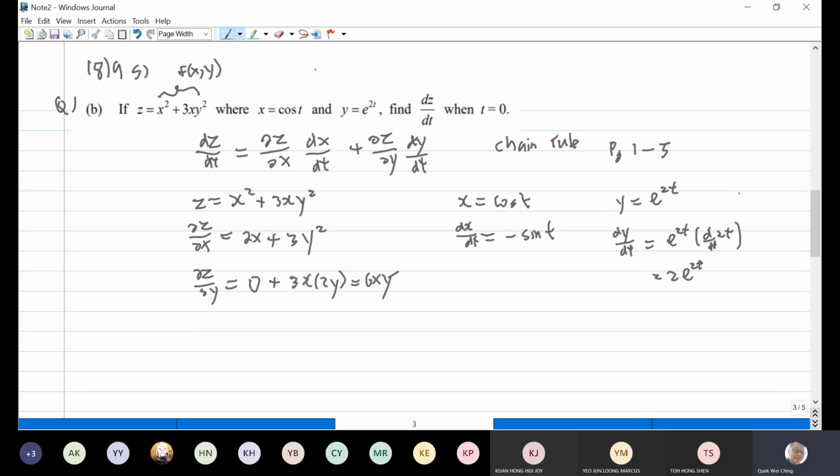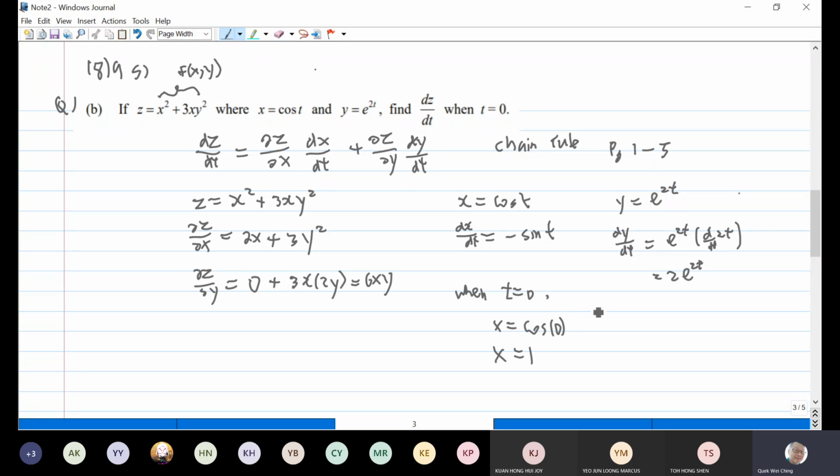Okay. Now, sorry about the interruption. So what I'm going to do is I want to find what is dz dt now at t equal to 0. So when t equal to 0, what happens? When t equal to 0, what is x now? X is cosine 0, right? Cosine 0 is 1. So x equal to 1.